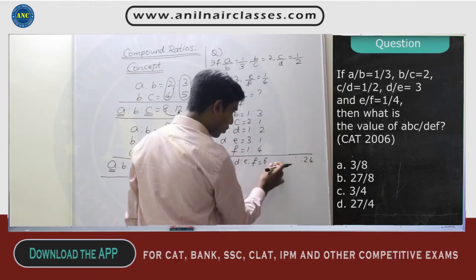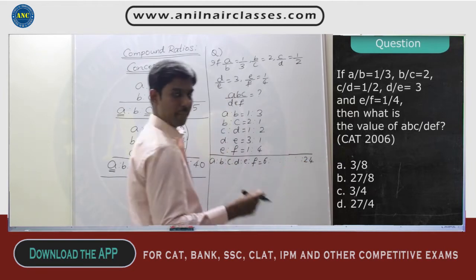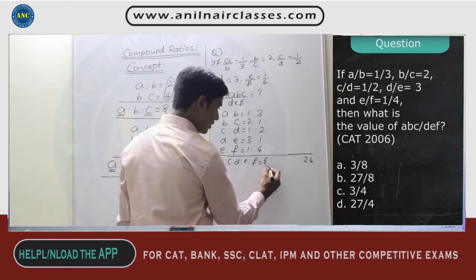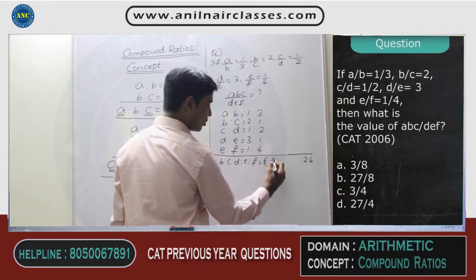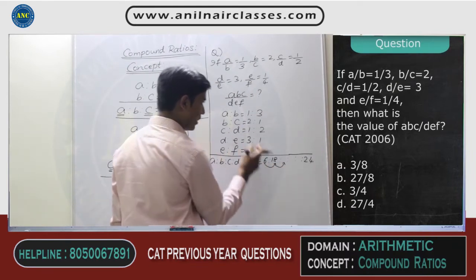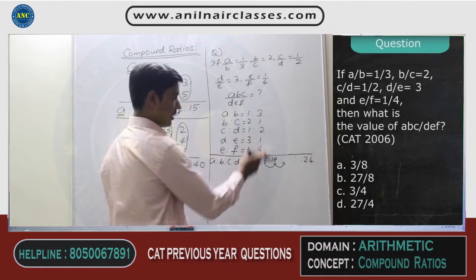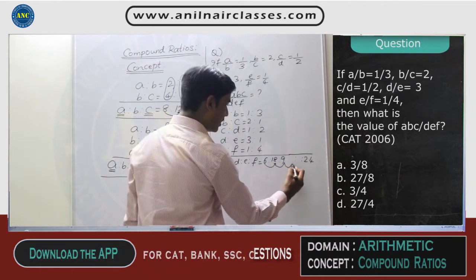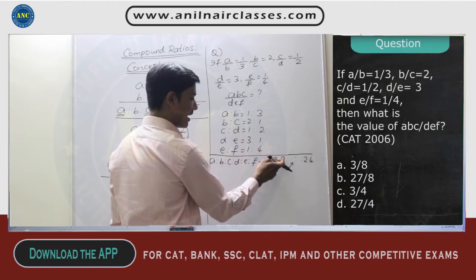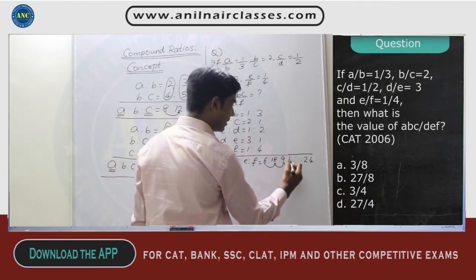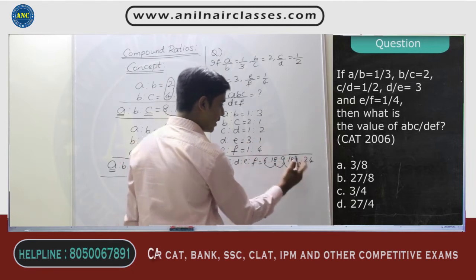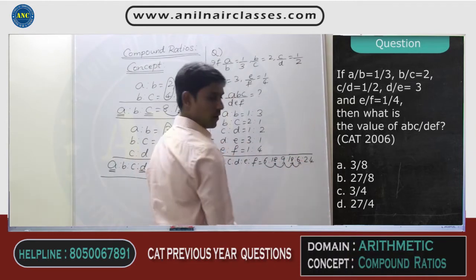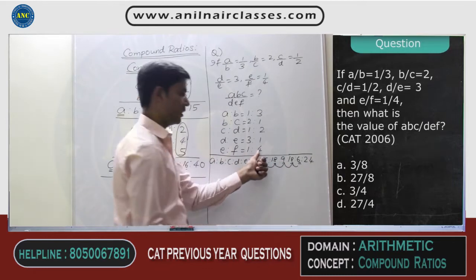Now, there are 4 more variables which are missing. Compare with original. A is to B, 1 is becoming 6 into 6. 3 into 6 is 18. B is to C, 2 is becoming 18 into 9. 1 into 9 is 9. C is to D, 1 is becoming 9 into 9. 2 into 9 is 18. D is to E, 3 is becoming 18 into 6. 1 into 6 is 6. E is to F, 6 is to 24 is nothing but 1 is to 4 only, right?